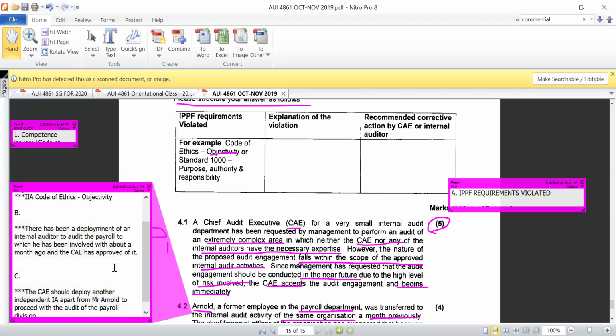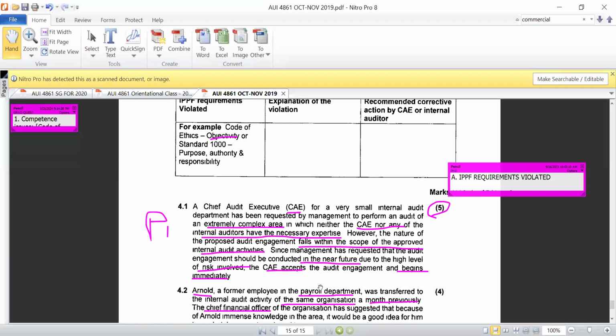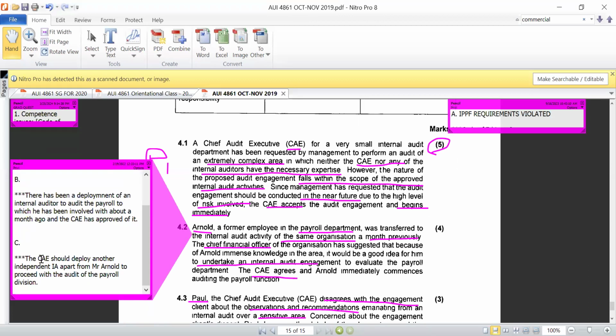Then what about the recommended action? What course of action should have been done? So obviously, because this guy, Arnold, has already been assigned to the audit, what should the chief audit executive do? All right, they should withdraw Arnold from proceeding with that assignment. That's number 1. And then do what? Deploy another independent internal auditor apart from Mr. Arnold to proceed with the audit of the payroll division.